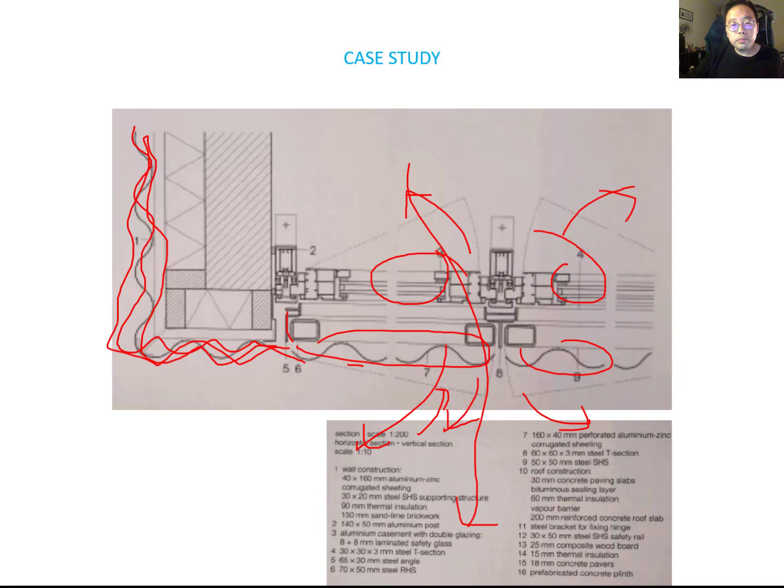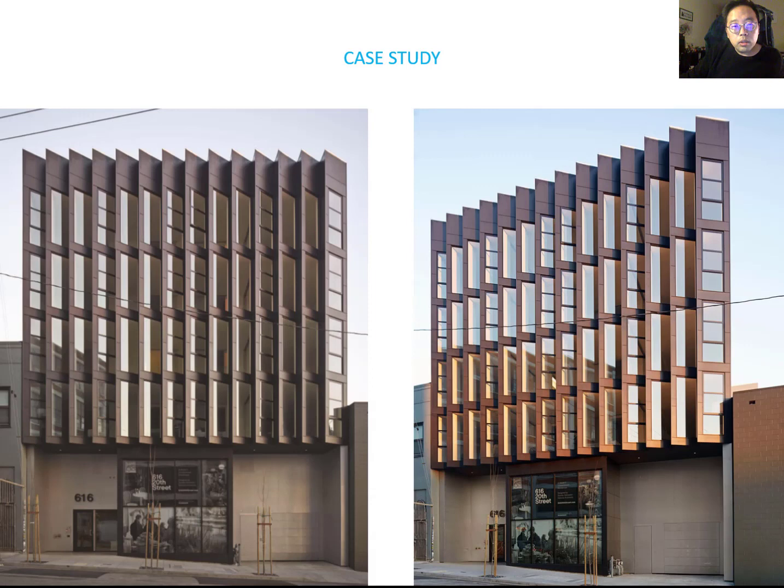And then also this is another case study. The studio which works on this project in San Francisco, the project name is 20th Street Project. So when you see the project, you can see the angled facade. So why are we designing this kind of angle, the facade here?